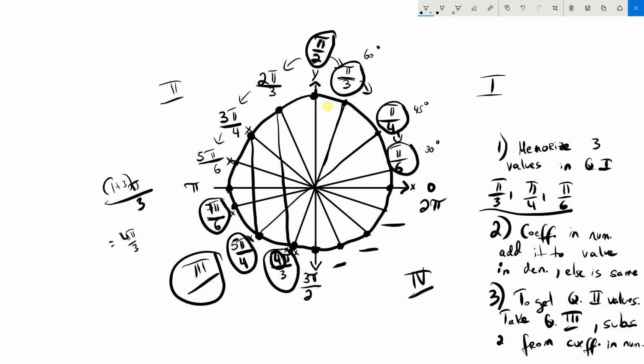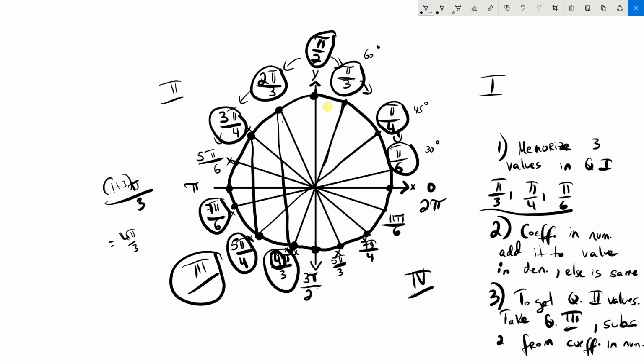Now to find the fourth quadrant, well, it's easy. We already have our quadrant 2, and using the second rule, we can just go diagonally across. And to get that, we take the coefficient and we add the denominator. So 2 plus 3, to get this value down here, we take 2 plus 3 and add it together and we get 5 pi over 3. To get this value over here, we take 3 pi over 4, we add the 3 and the 4 together, we get 7 pi over 4, and last but not least, 11 pi over 6.